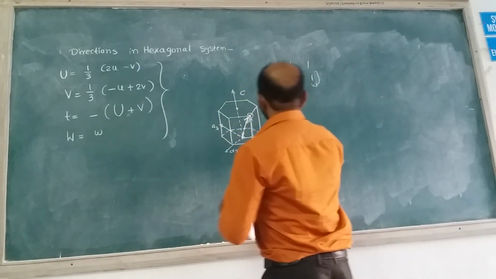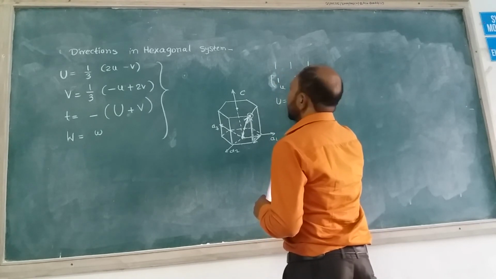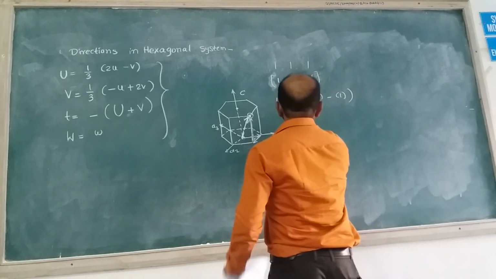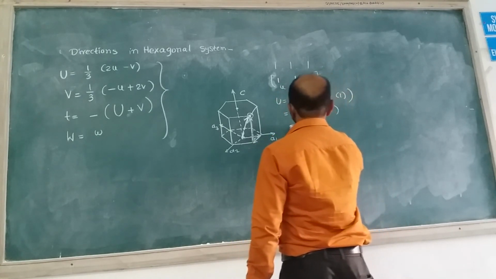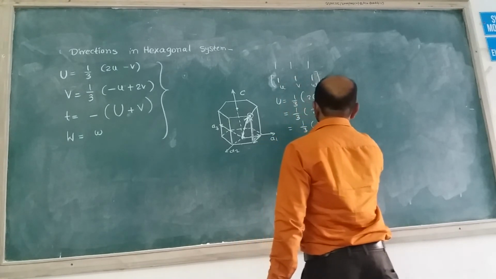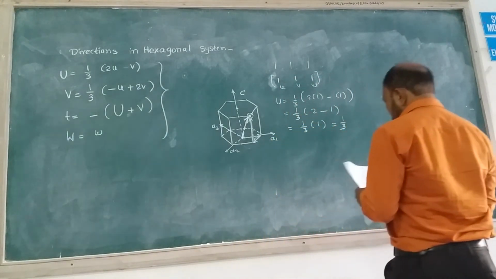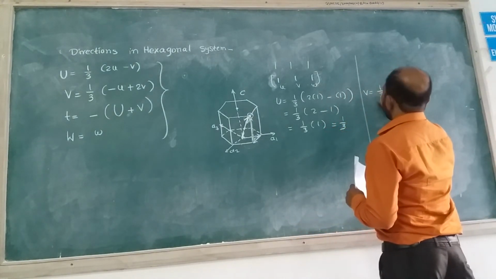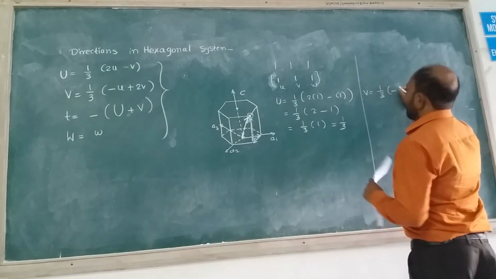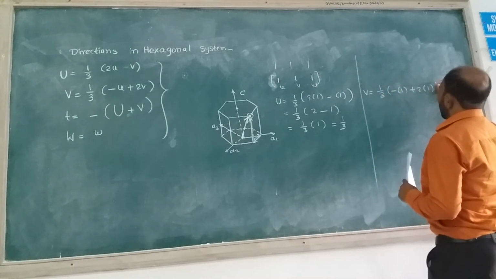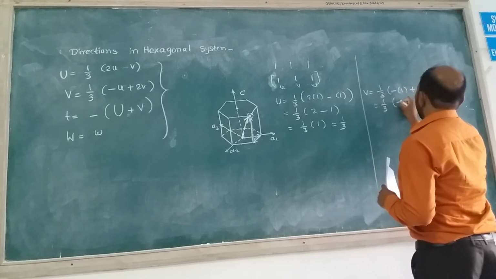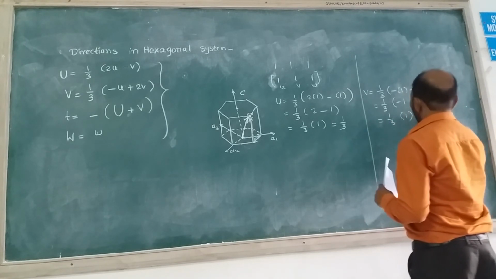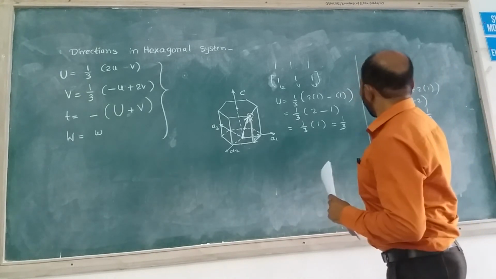If we substitute here, U value becomes 1 upon 3, 2 into 1 minus 1, which is equal to 1 upon 3, 2 minus 1. So 1 upon 3 into 1, that is 1 upon 3. U becomes 1 upon 3. Then next becomes V. So V is equal to 1 upon 3 minus 1 plus 2 into 1, which is equal to 1 upon 3 into minus 1 plus 2. So 1 upon 3 into 1, that is 1 upon 3. So 1 upon 3 is the value for V.